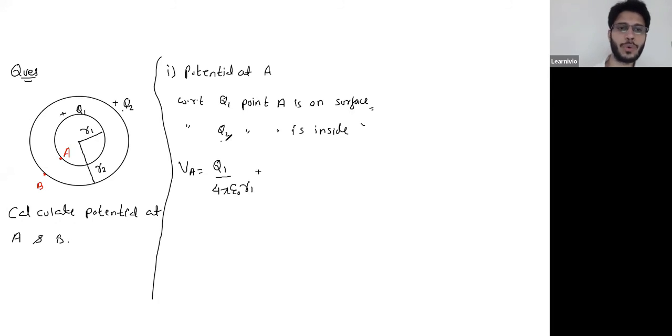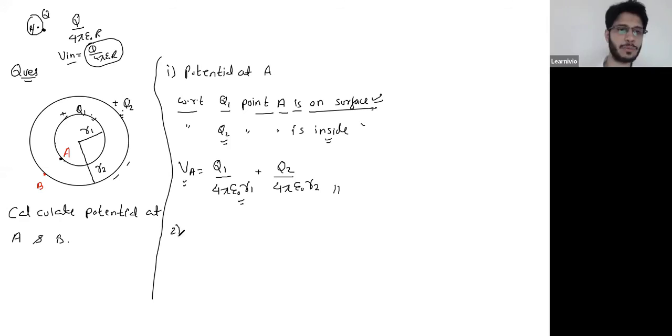Now, with respect to Q2, your point A is inside. The value of potential inside the sphere is the same as that on the surface. So it's Q2 over 4 pi epsilon naught R2. Inside is the same as that on the surface. Is it clear? Let's move on to the second part.